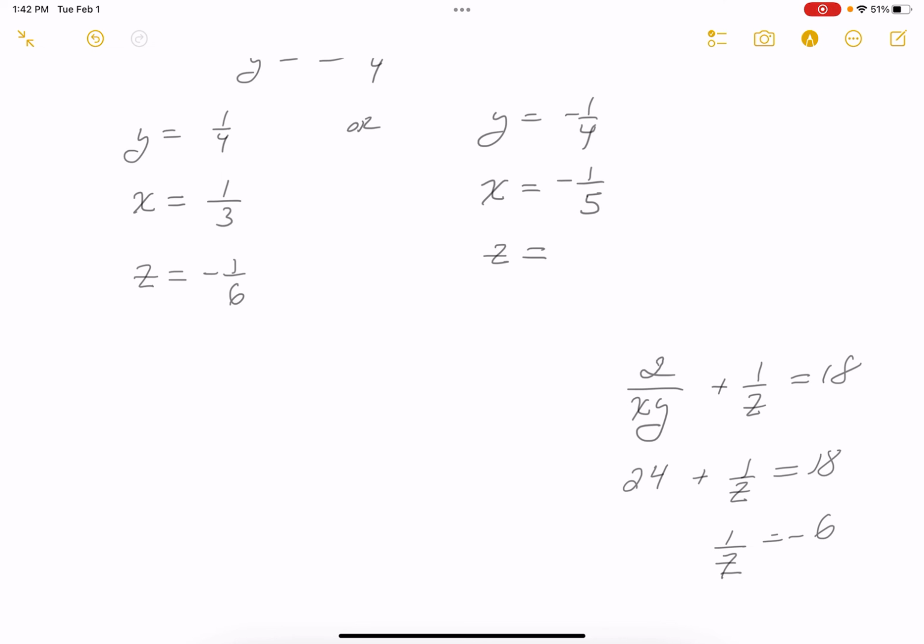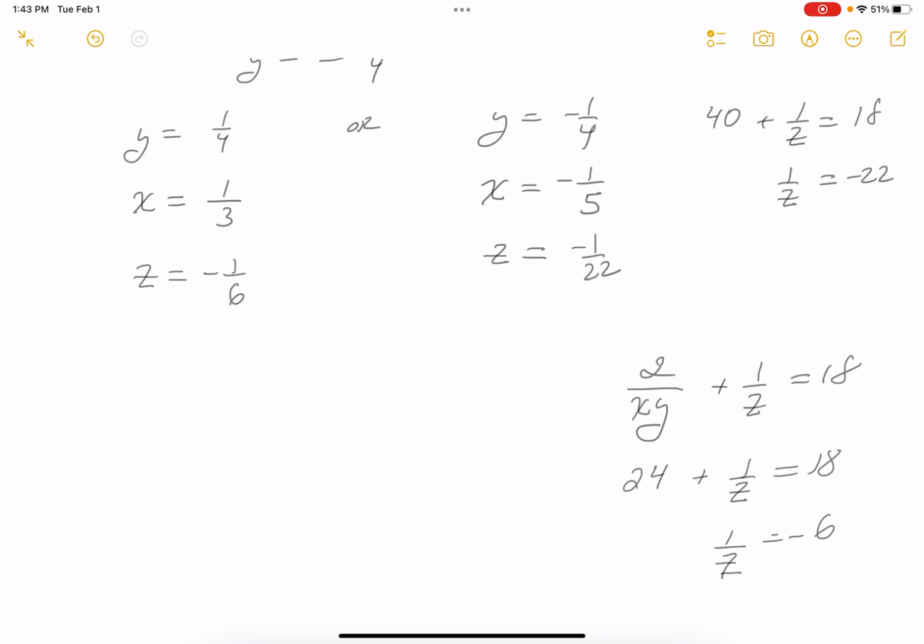I'm going to do this one over here. And what's that going to be? Well, yx, if I multiply them together, would be 1/20. So this would be 40 plus 1 over z equals 18. 1 over z, well, that's going to be what? Minus 22, right? So what's z going to be? Minus 1 over 22. Now, granted, I'm not saying I didn't make any mistakes, and I'm just going to write my answer down.